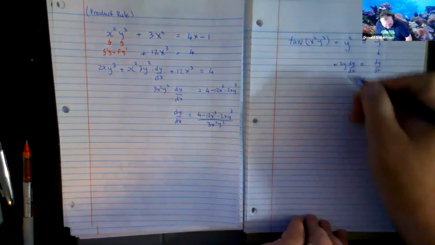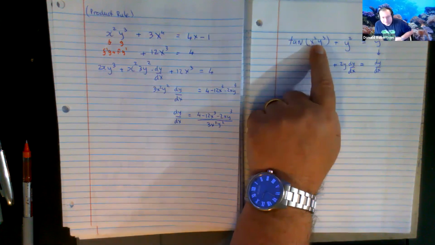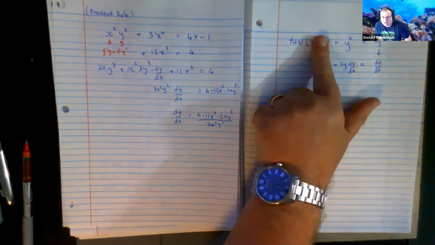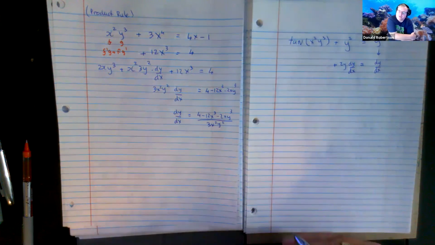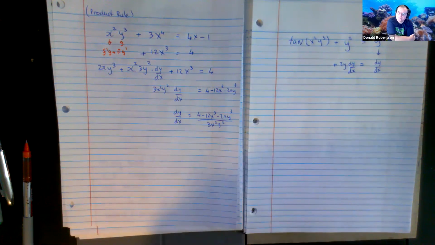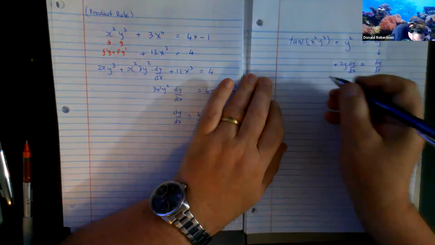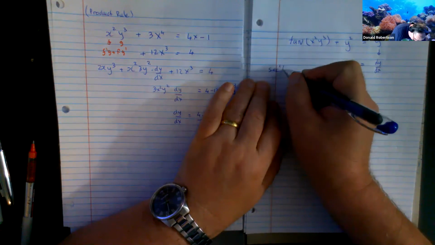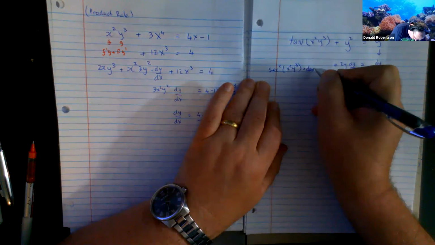Uh-oh. I have this guy, the tan of x squared y cubed. Think of it as the tan of something, right? Think chain rule, tan of something. What is the derivative of a tan of something? It's one of your 6 guys. Secant squared. Okay, so we're going to get the secant squared of something times the derivative of that something.